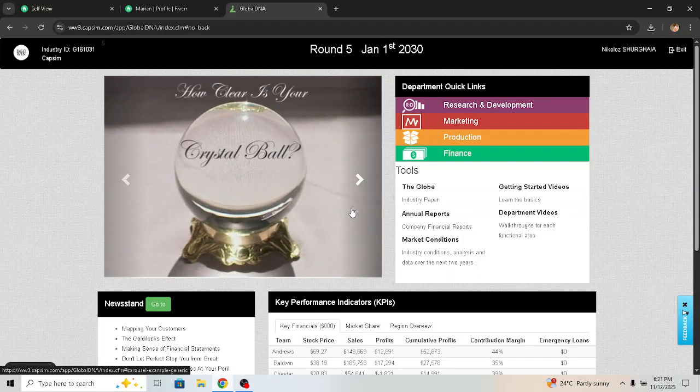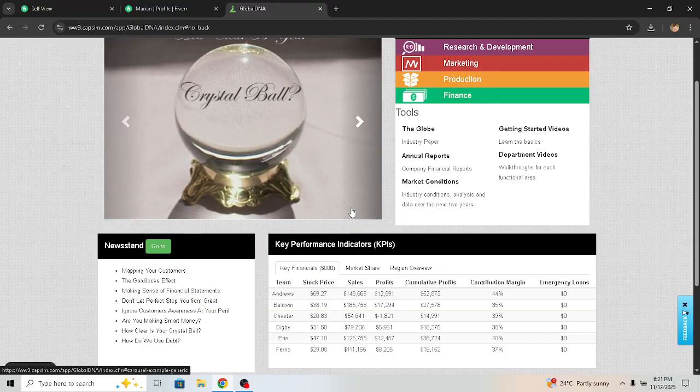Okay, hello and welcome to Capsim Global DNA round 5. We are currently in round 5 and looking at key performance indicators down here, you realize that we have several companies, that's Andrews, Baldwin, Chester, Digby, Erie and Ferris.